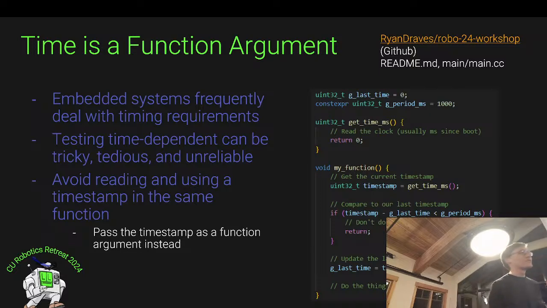And frequently with embedded systems, you have a lot of timing requirements that you need to meet. For instance, with the distance sensor, it has to be exactly a 10 microsecond pulse on the trigger pin before it's able to acknowledge and send out the initial echo. Too long, it doesn't do anything. Too short, it doesn't do anything. And testing this time-dependent code can usually be quite tricky, tedious, and unreliable.